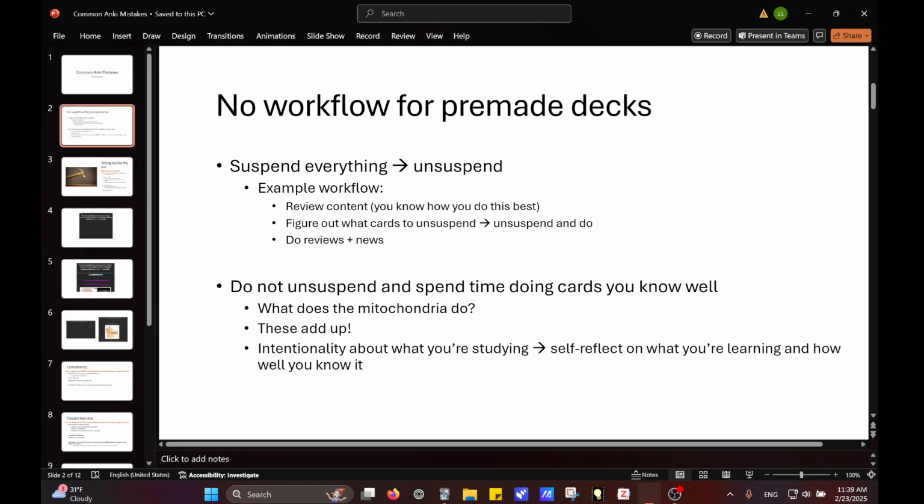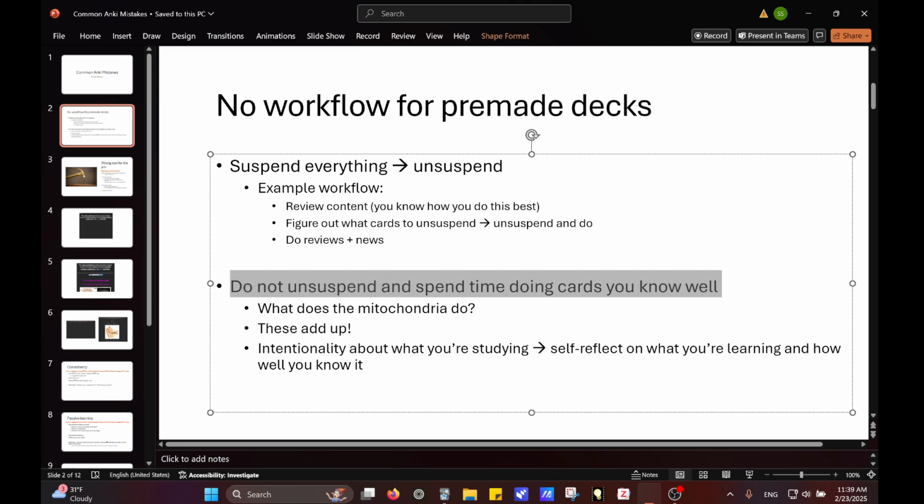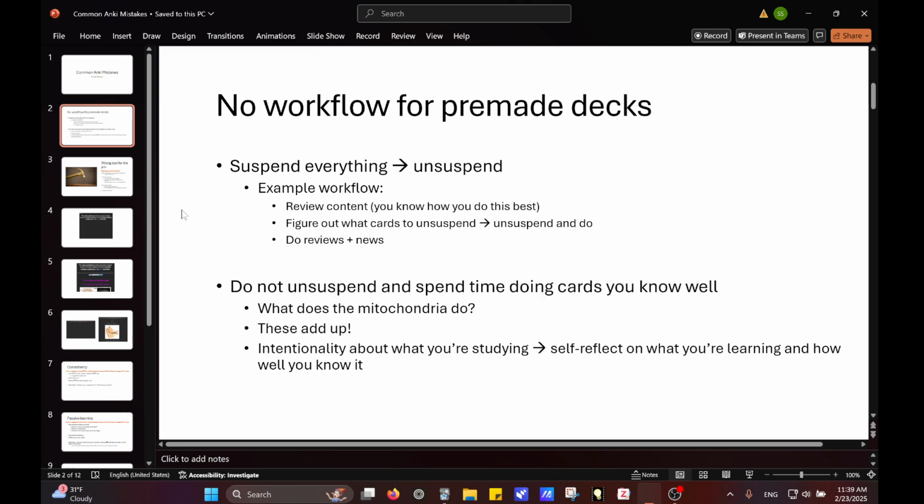You're going to need to figure out what works for you, but you really want a strategy when you're going into these decks. The second point I wanted to make is don't unsuspend and spend time on cards you're already doing well with. Things that you know in and out cold, you're never going to forget. So if you have a card that says blank is the powerhouse of the cell, it's not really going to benefit you much to have that in your Anki card rotation.